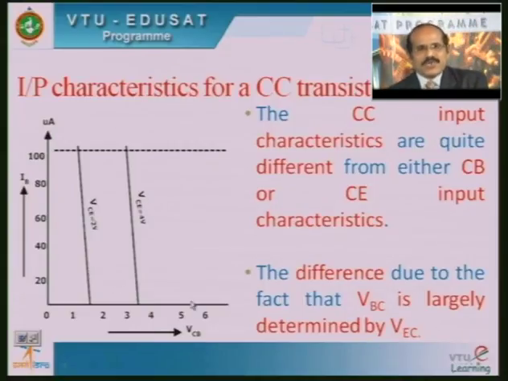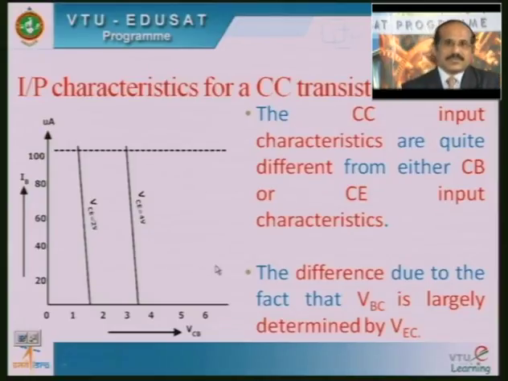We have plotted it for a fixed value of VCE, that is 2 volts. We increase the value of VCB and the corresponding values of IB are noted down, recorded, and plotted on the graph sheet. Similarly, the same procedure is repeated for VCE equal to 4 volts. Please note that these common collector input characteristics are quite different from both the CB as well as the CE input characteristics.